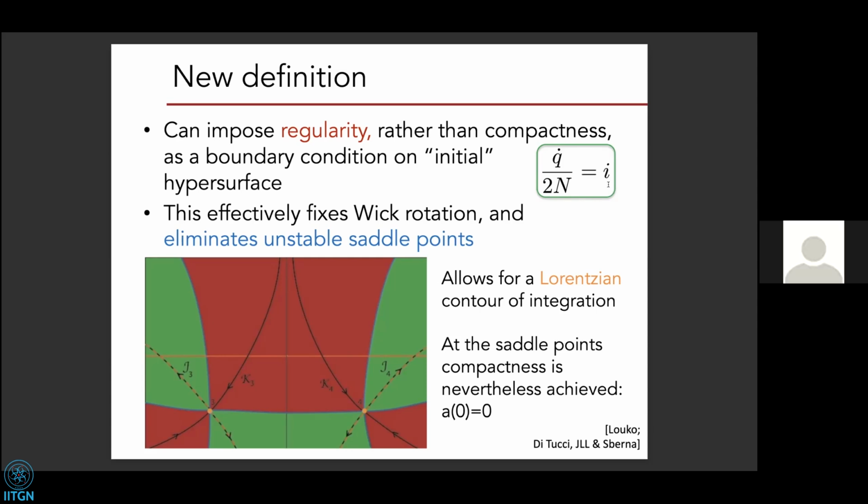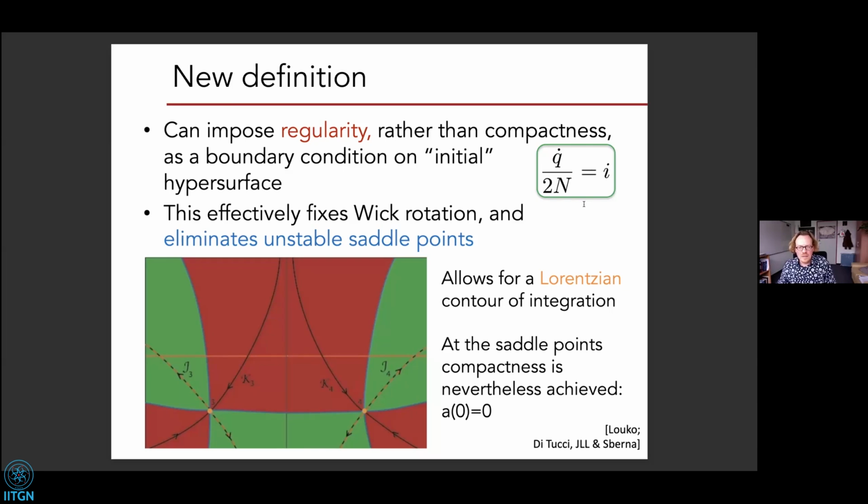Now, I'm sorry, what do you mean by regular exactly? I mean that the Friedmann equation, the constraint equation, will be satisfied and there will be no term there that goes to infinity. Okay, so there's no singularity. Thanks. This avoids singularity.